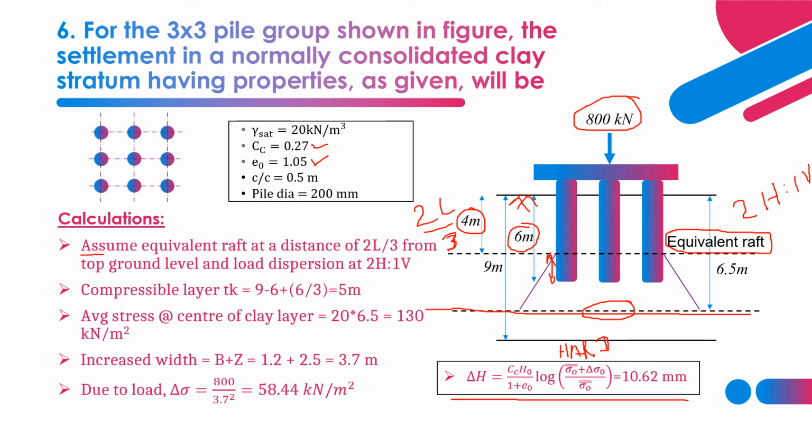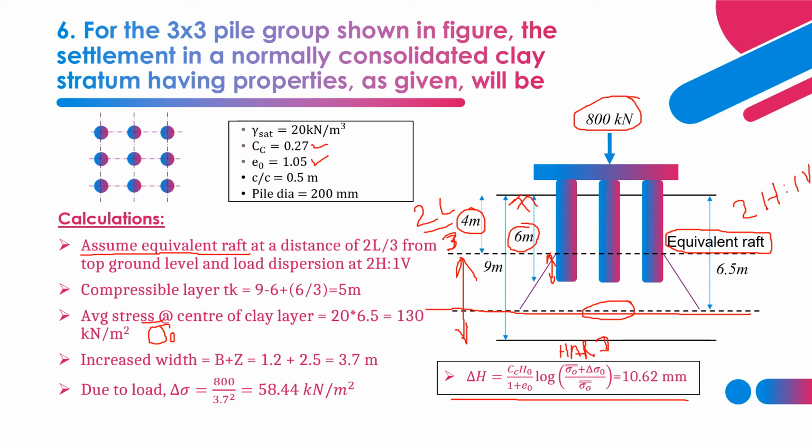So the first step is to assume the equivalent raft at a distance of 2L by 3 from the top ground level, that is 4 meter, and load dispersion as 2H to 1V, that is 2 horizontal to 1 vertical. What is the compressible layer thickness? 9 minus 6 plus 6 by 3. So this is the compressible layer thickness. Average stress at the center of the clay layer is 20 into 6.5. So 20 into 6.5 gives us the average stress, sigma naught bar, as 130 kilonewton per meter square.